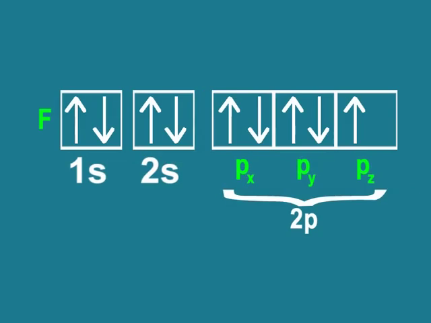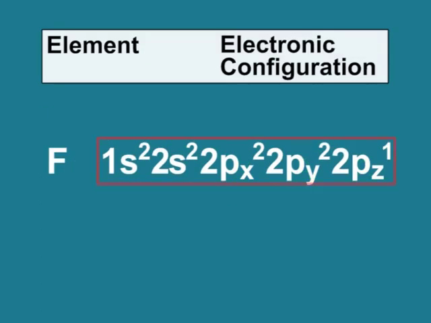Fluorine atom has two electrons having opposite spin in 1s orbital and 2s orbital each. It has two paired and one unpaired electron in 2p orbitals. Its electronic configuration is 1s2, 2s2, 2px2, 2py2, 2pz1.